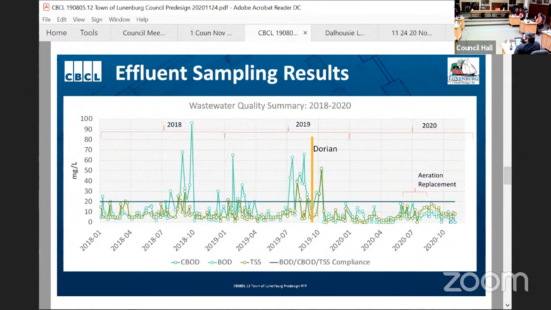But following the aeration replacement, because the aeration was working so much better, all of the samples taken since that time have complied with the provincial and federal requirements for BOD and TSS. Okay, next slide, please.